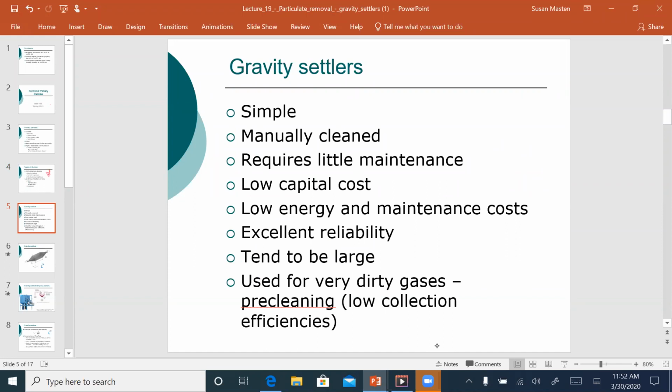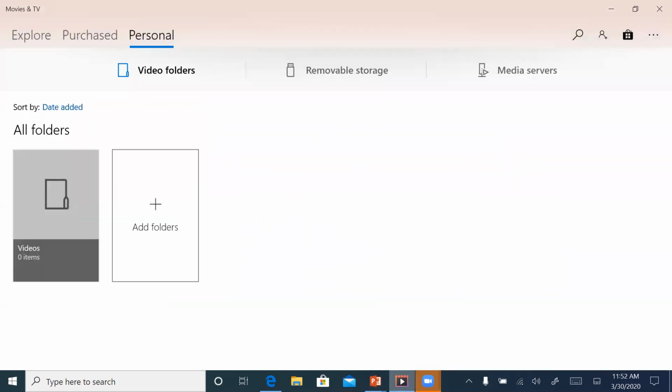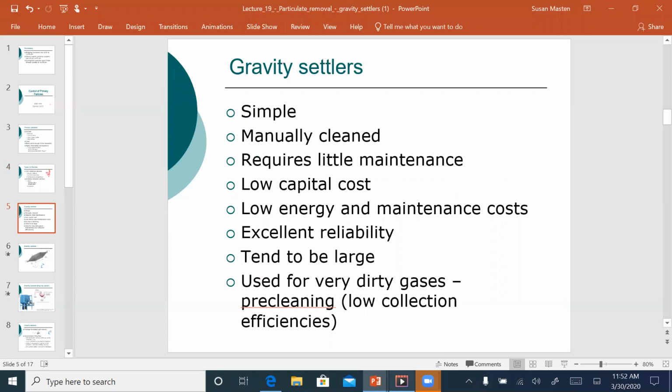The first process we'll look at is gravity settlers. These are just simple devices. If you look at that video, it's basically just a simple device where you're allowing particles to settle. So you've got some sort of a large area, lower velocity of your gases, and that allows particles to settle out.